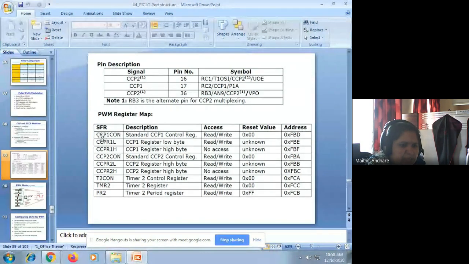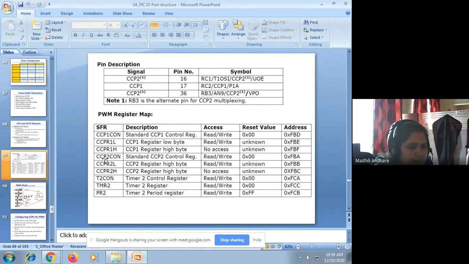Again, one CCPCON register, a control register, is there to control the operation of PWM: the CCP1CON register. Why is it 1? Because two CCP modules are there. In that we will see CCP module 1. So CCP1CON, where CON stands for control register. Then we have to load some values in the CCP register. So those registers are CCPR1L and CCPR1H, lower byte and higher byte.